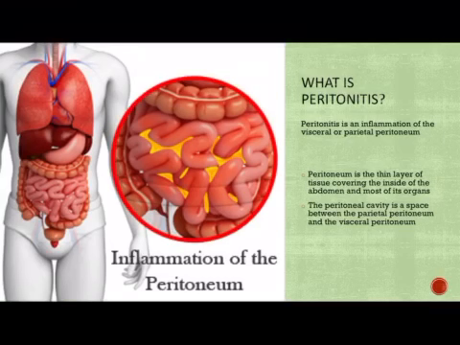Peritonitis is an acute or chronic inflammation of the visceral or parietal peritoneum that can have life-threatening complications. Peritoneum is a thin layer of tissue covering the inside of the abdomen and most of its organs. The peritoneal cavity is a space between the parietal peritoneum and the visceral peritoneum.